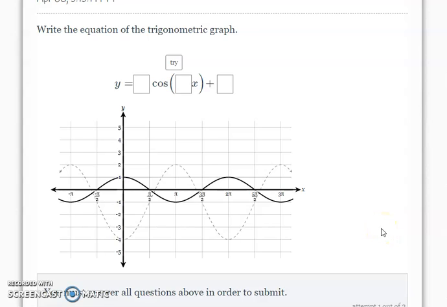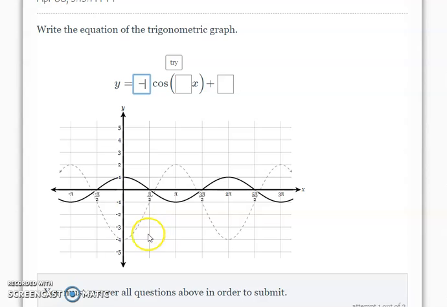We're going to go over the first problem from level 2 and level 3 on the Delta Math review. So for this one, we have a cosine graph. Here's the parent function. And we can see that normally the cosine starts up. But since this one is starting in the negative, we know that we need a negative here.